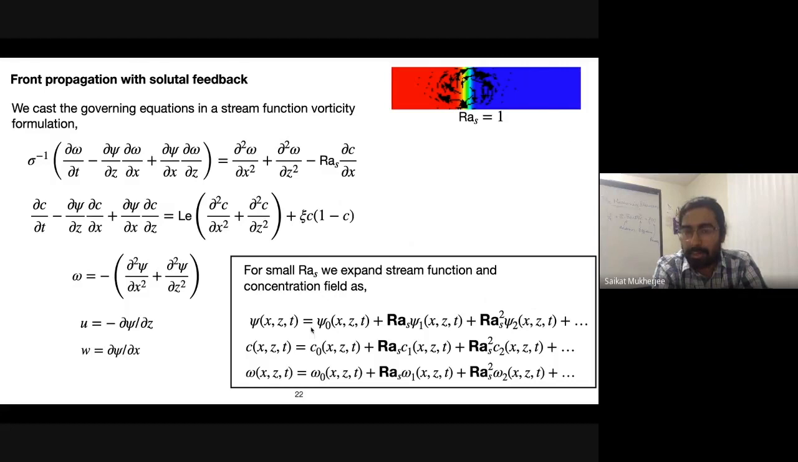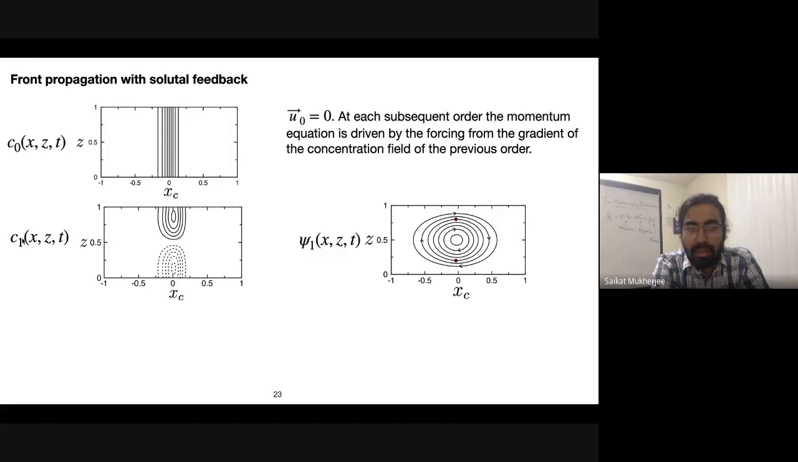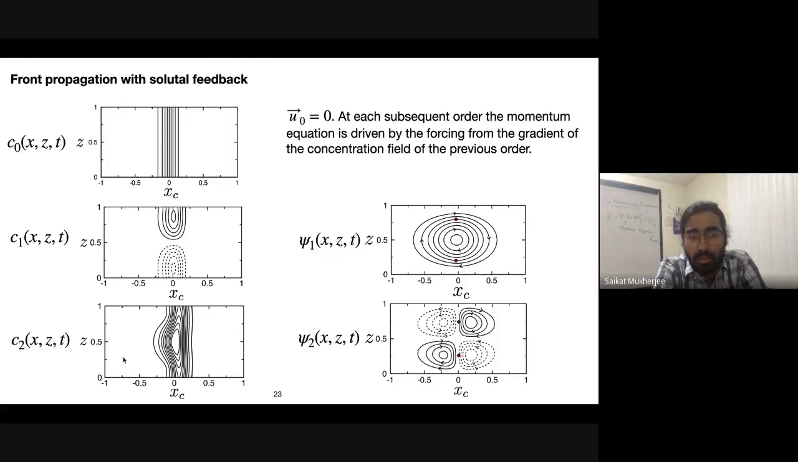I'm not going to go into depth on the individual equations, but I'm going to show you the solutions at each order. At order zero, we do not have any fluid velocity, and we have just a reaction-diffusion front without any interaction. At order one, we have a symmetric variation in concentration, where the dotted lines are negative contours of concentration and the positive contours are shown by the solid lines. For the fluid velocity, the stream function shows the symmetric clockwise roll which we saw. At second order, the concentration now varies asymmetrically with respect to the front, whereas the stream function is now a quadrupole, still asymmetric.